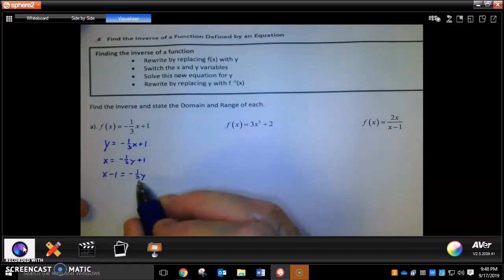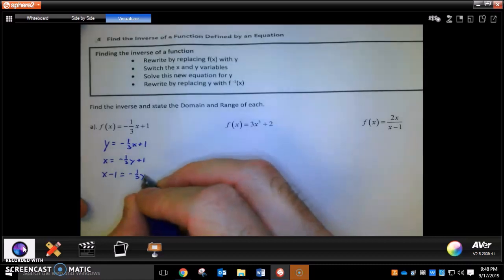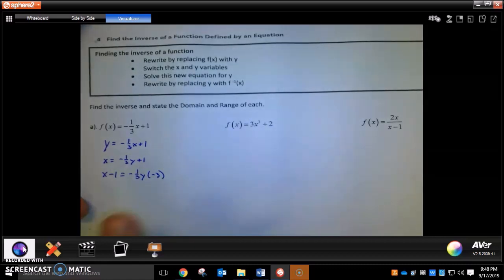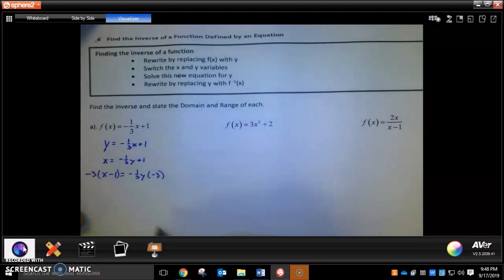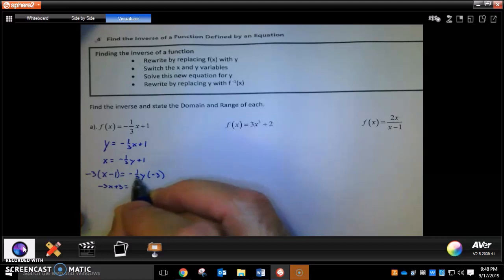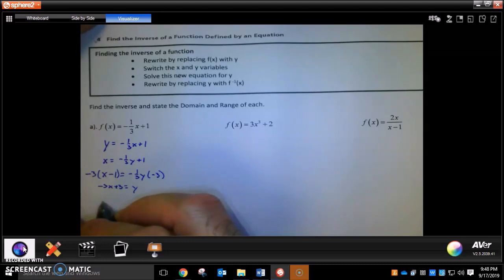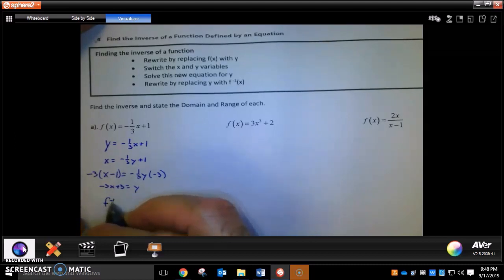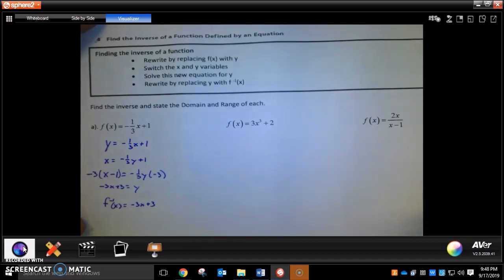And then we would multiply both sides by, since this is being multiplied by negative 1/3, we'd want to multiply by a negative 3. That'll cancel out the negative 1/3. But we'd have to do that on both sides. And we would have to distribute over here. Plus 3 equals, these will cancel, giving us y. And now we can substitute back into the function notation. But this is the inverse, so it's the inverse function. And it's equal to negative 3x plus 3.